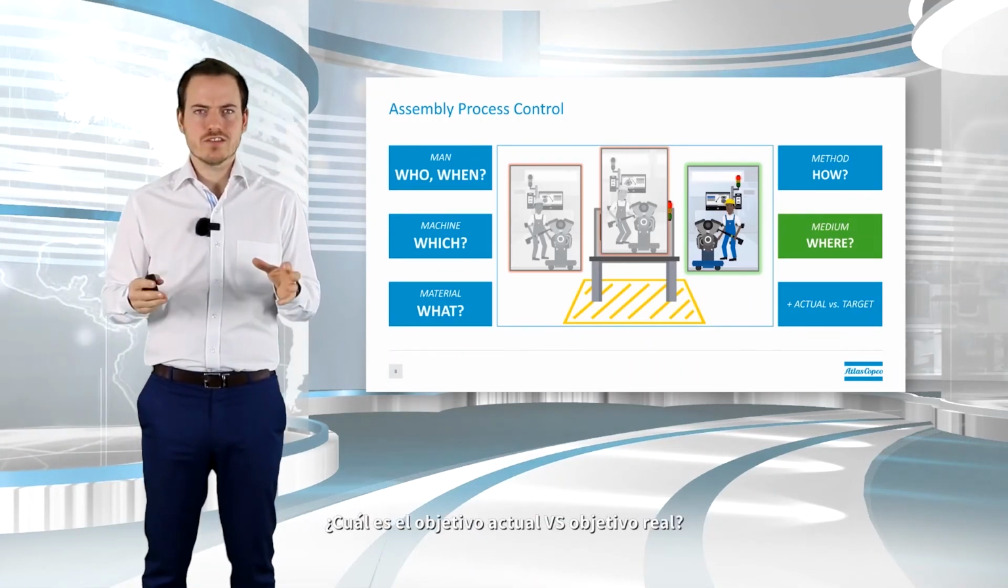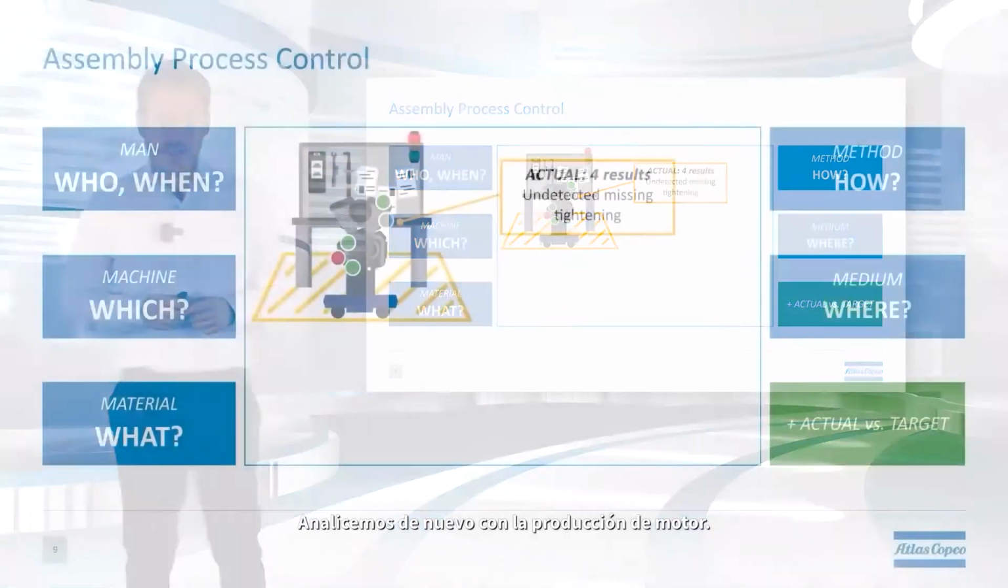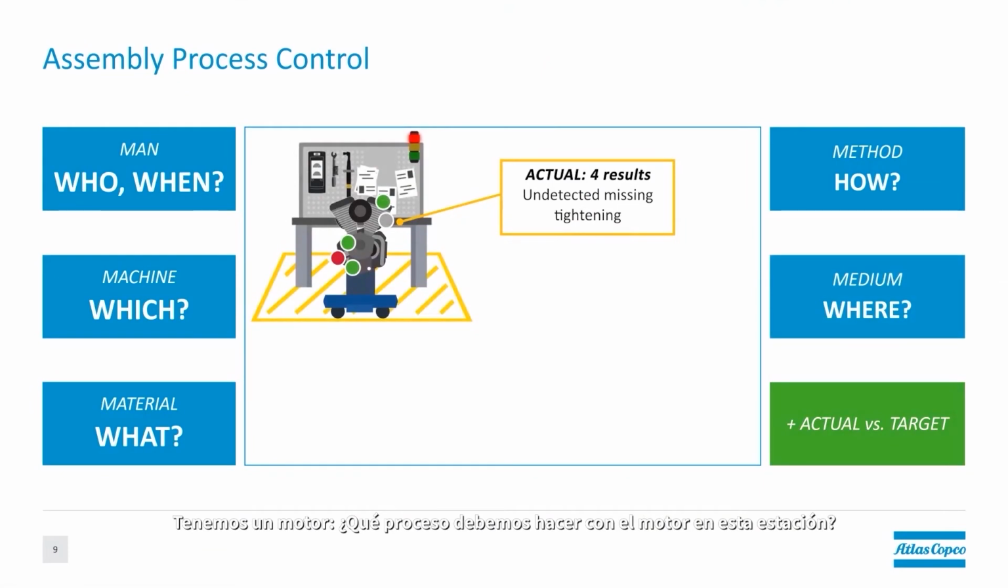So what is this actual versus target? Let's analyze again. We continue with the engine production. So again, here we have an engine. What is the process that we have to do on this engine, in this station? We have to do 5 tightenings.